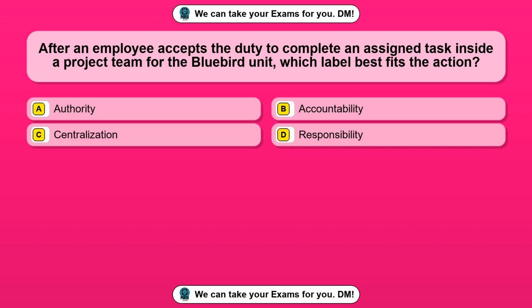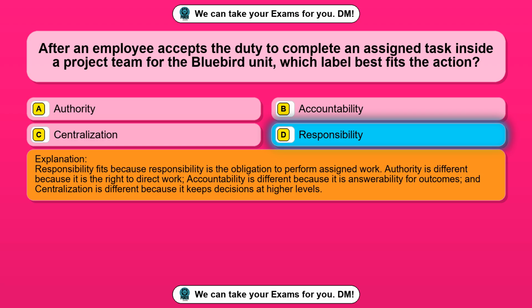Option A. Authority. Option B. Accountability. Option C. Centralization. Option D. Responsibility. The correct answer is option D. Responsibility. Responsibility fits because responsibility is the obligation to perform assigned work. Authority is different because it is the right to direct work.